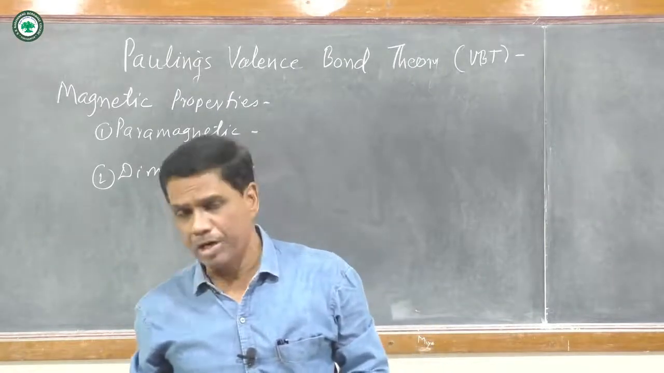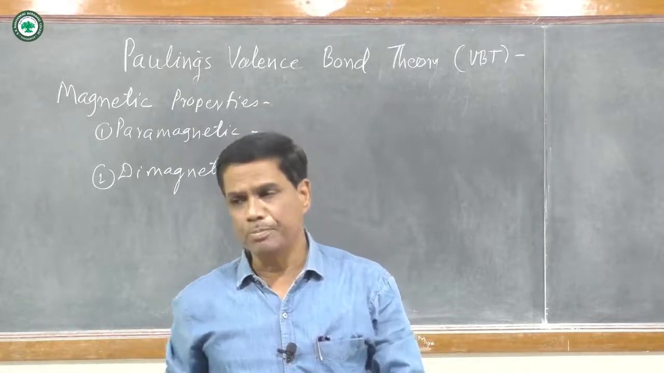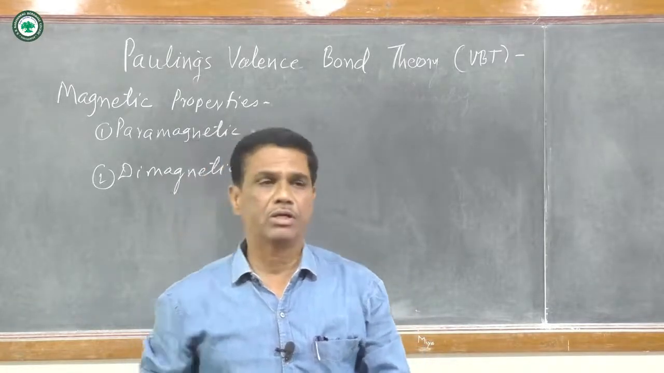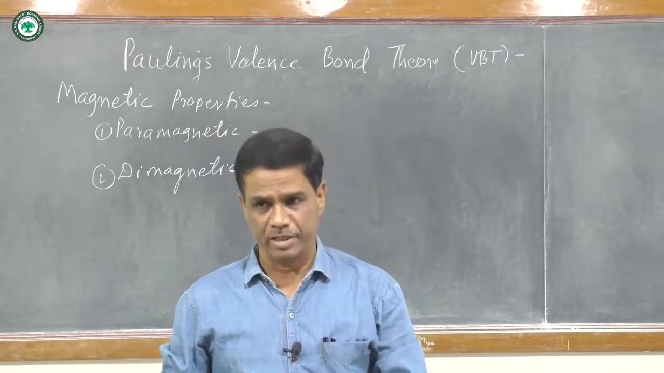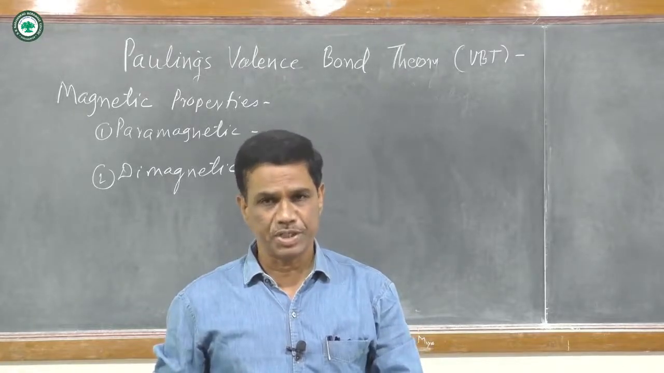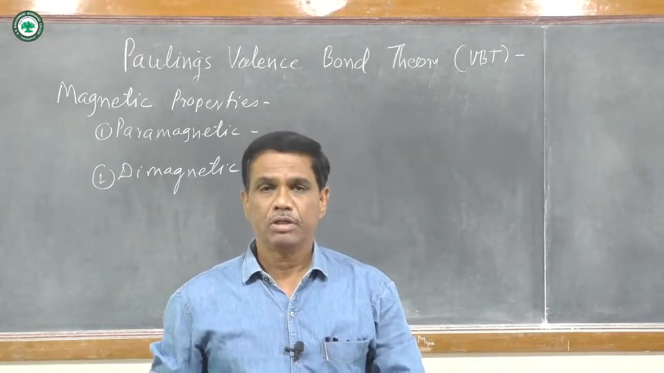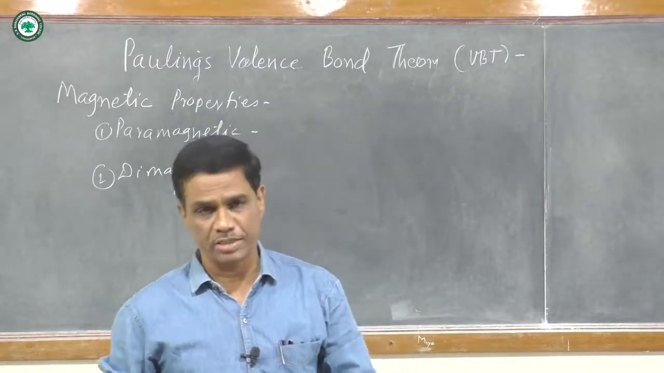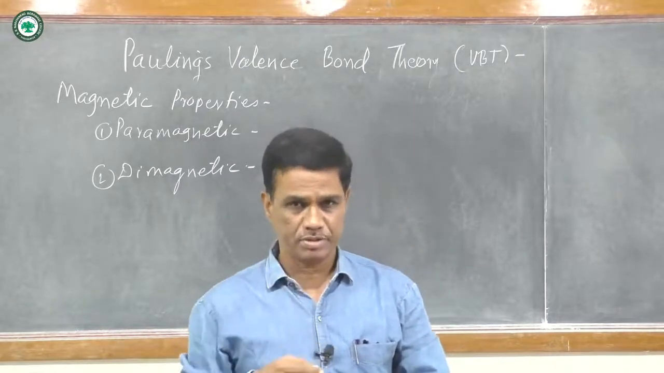When a coordination compound possesses unpaired electron or electrons, these compounds are known as paramagnetic. When unpaired electrons are absent, or all electrons are paired, then that compound is known as diamagnetic. There are again two more magnetic properties.